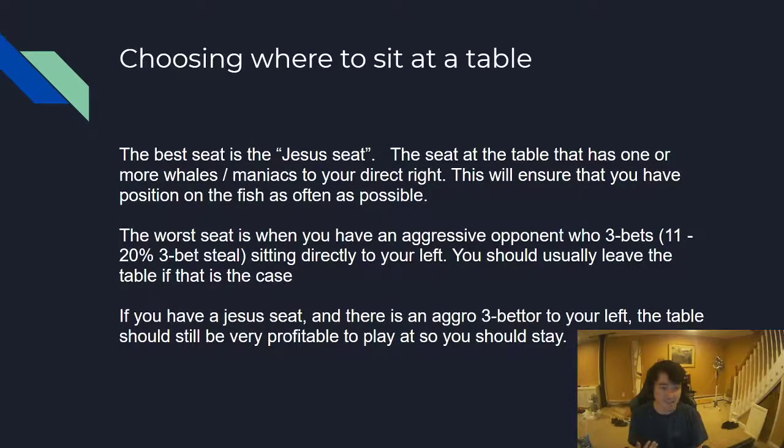The best seat that we can sit at is known as the Jesus seat. This is a seat that's going to have one or more whales or maniacs to our direct right, and it's going to ensure that we have position on these players as often as possible. So this is going to allow us to isolate their limps, to 3-bet them, to absolutely pound on fish over and over and over again, constantly being in position and constantly getting involved in pots with them in order to frustrate them and to extract as much money from them as quickly as possible before the other players can get it.